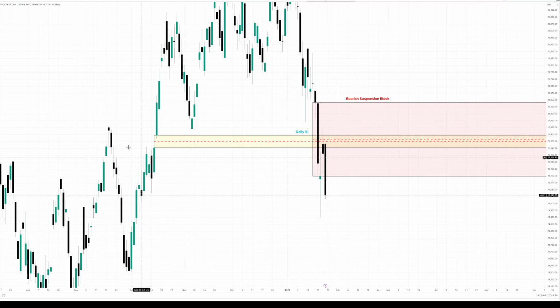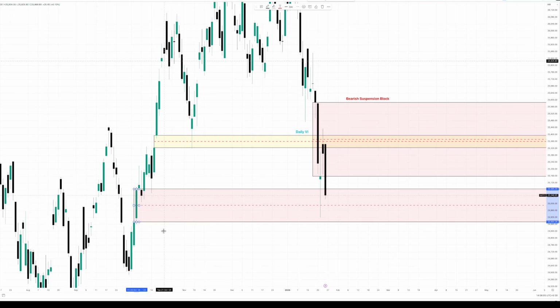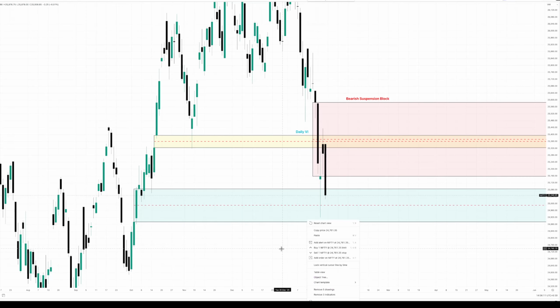And at the bottom side, what are the discount levels? Again, we have one more suspension block from here to here. Since this is bullish, I'll change the color of this to blue.